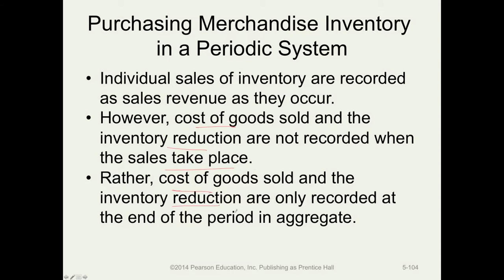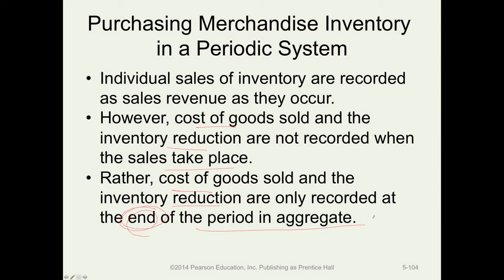Cost of goods sold and inventory reduction are only determined at the end of the period when we take a physical count of the inventory. Now again, as we said earlier in the chapter, this is not very efficient because you cannot manage inventory very well using a periodic system. You don't have enough information on a timely basis.